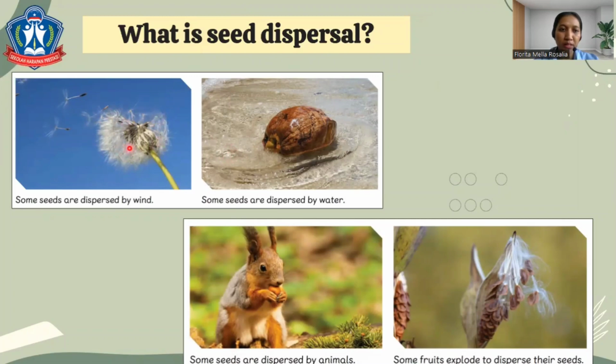So these are the examples of seed dispersal. The first one, the seeds here are dispersed by the wind, and the second one dispersed by water, and some seeds are dispersed by animals, and some fruits explode to disperse their seeds.